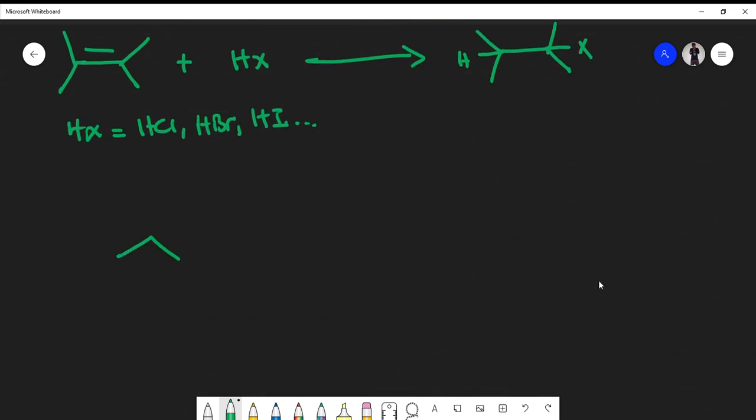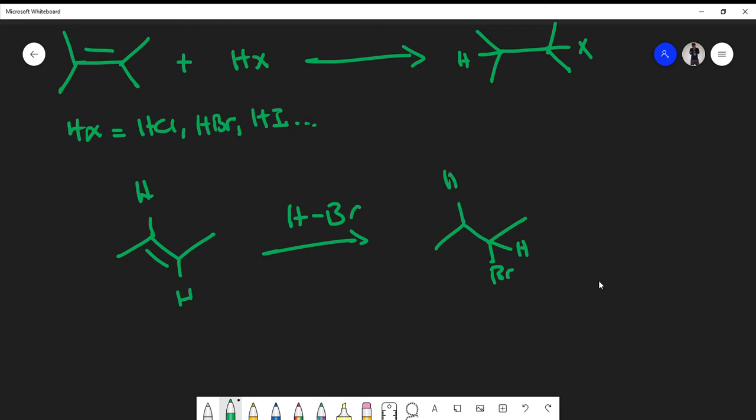So if I take this molecule and I add HBr, what is the product? Well, this is what I get. This is the product. Now I notice I added a hydrogen and I also added a bromine. So that is the HBr.